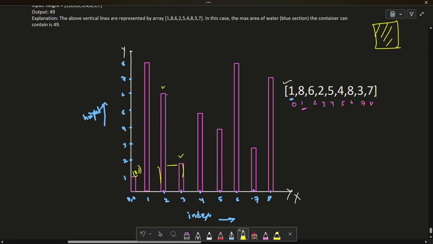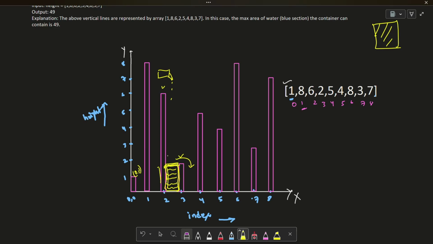Why will this be the container, and not this? Because we are going to pour water. If you pour water here, it will fill up like this, like this, like this, until here. After this height, however much water you pour, it will go outside. So this is going to be the container. We have to find this kind of container by using any two lines, so that it will hold more water.